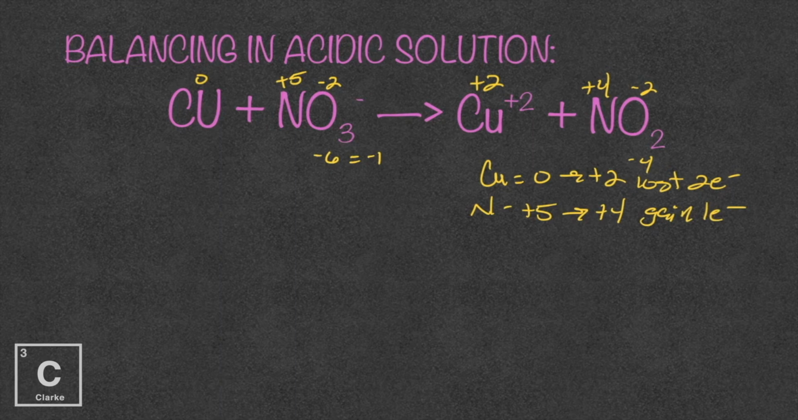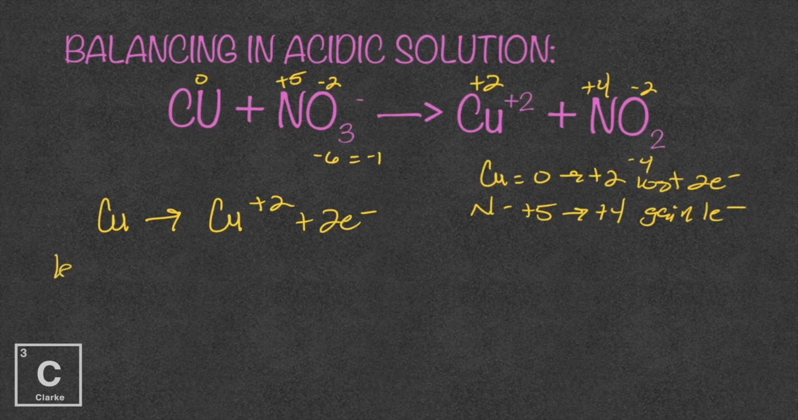Oxygen is not being reduced or oxidized, so we're going to ignore it. Okay, let's get our half reactions in order. Here's our oxidized half reaction. Copper lost 2 electrons. I didn't want to forget adding my electrons.